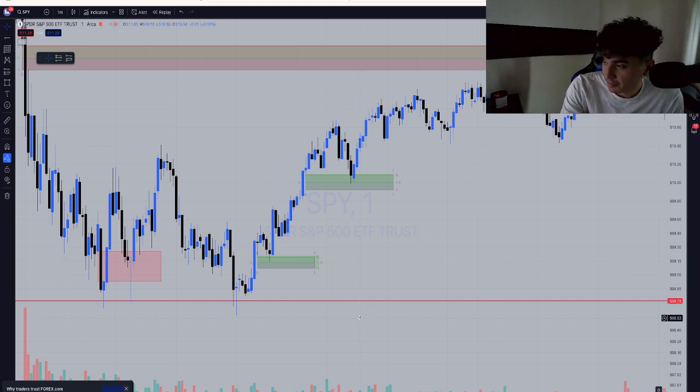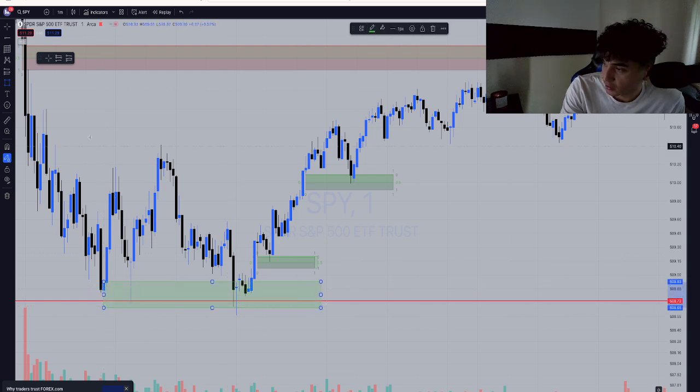So that's exactly what happened here. You guys can see, let me go ahead and get rid of this. You can see that we have a demand zone drawn out right here, this large push up. So I'm going to go ahead and mark this out, extend it. Let's mark out the whole candle.